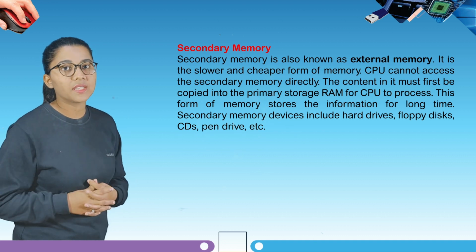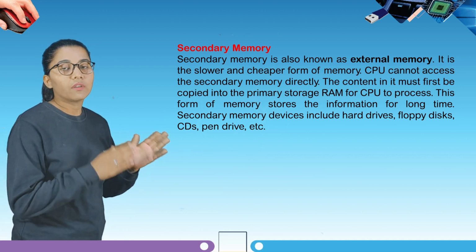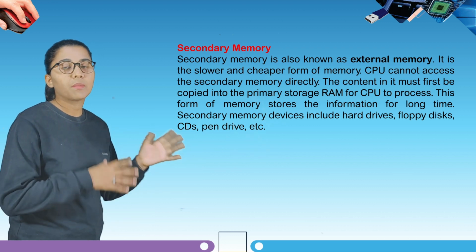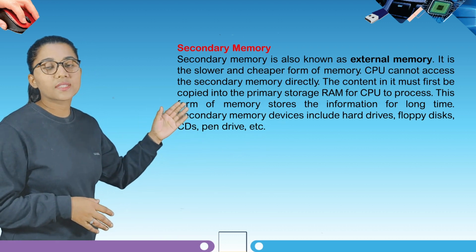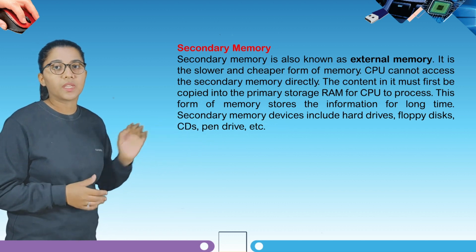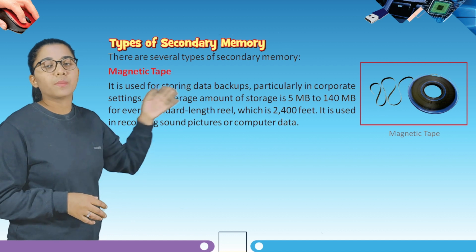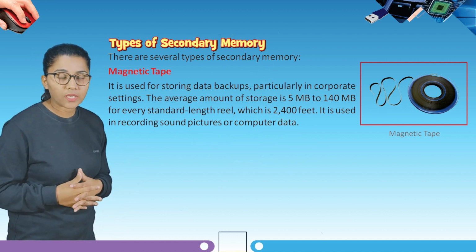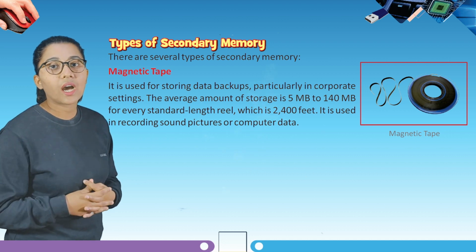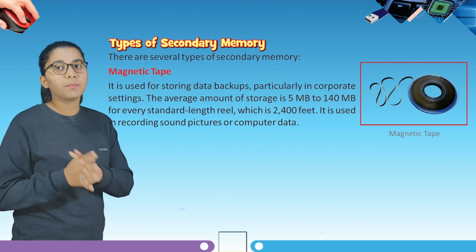Secondary memory devices include hard drives, floppy disks, CDs, pen drives, etc. So students, these are the examples of external memory. Now let's learn about types of secondary memory. So what are the types of secondary memory? Let's learn about it in detail. There are several types of secondary memory.